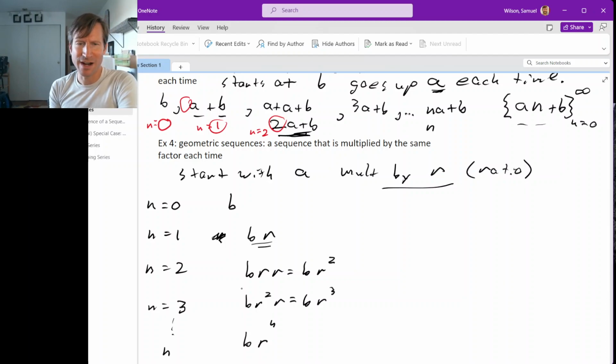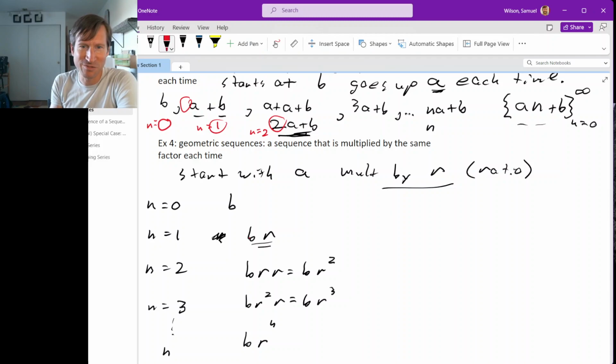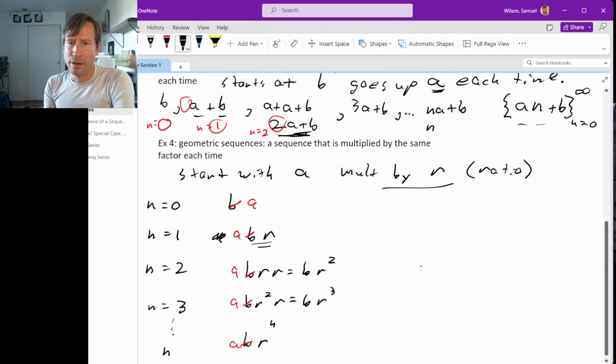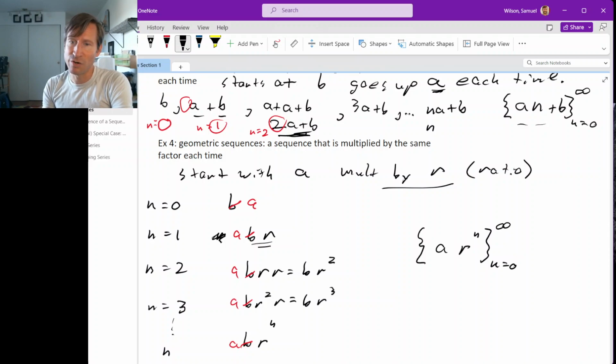So why did I switch to b? These should all be a's. I don't know why I switched to b. A is the usual label for the starting term in a geometric sequence. Okay, so in general, a geometric sequence has the form a times r to the n, and the way we've set it up, n is starting at 0 and going to infinity.